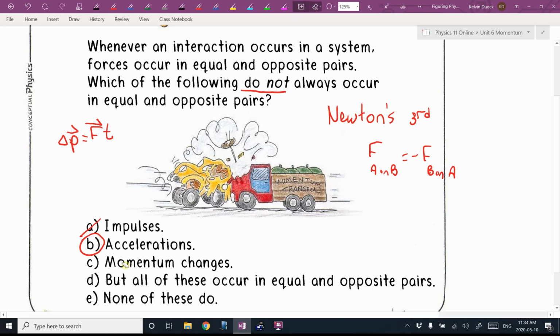What about C, momentum changes? Well, momentum changes are impulses. If impulses always come in pairs, momentum changes always come in pairs. This is asking for which ones don't. So, no. Correct answer here is B. In collisions, accelerations will be different, but impulses and momentum changes, which are the same thing, will be equal, but opposite direction, one negative, one positive.